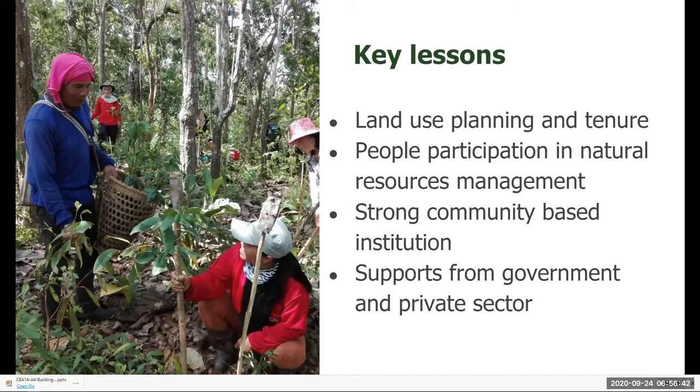So meaning that the local institution must be strong and be mobilized and effective in terms of readiness for the climate change impact. They cannot do that without support from government agencies and also the private sector. So how the private sector can help them improve their capacities and link with their market opportunities. So these are the key conclusions that the local people learn from the Nampang model.